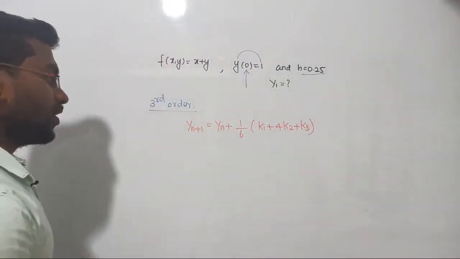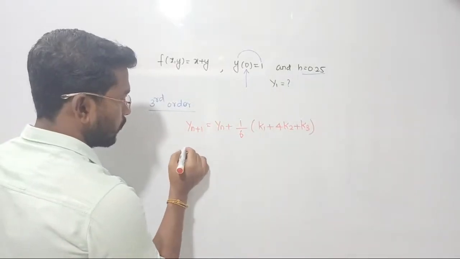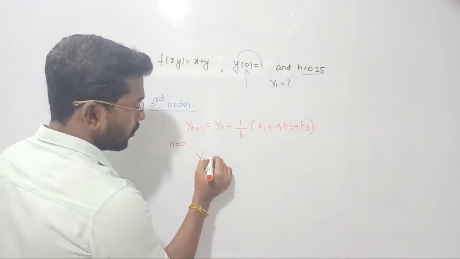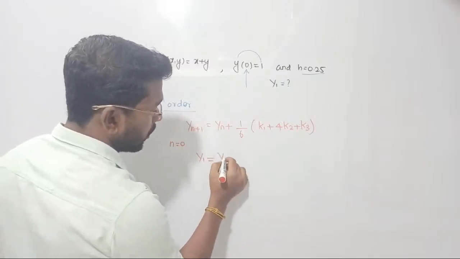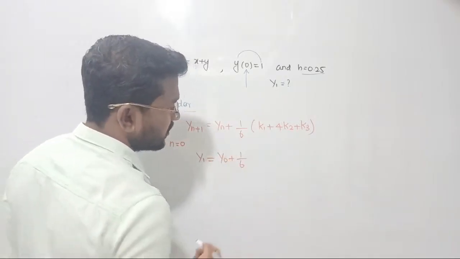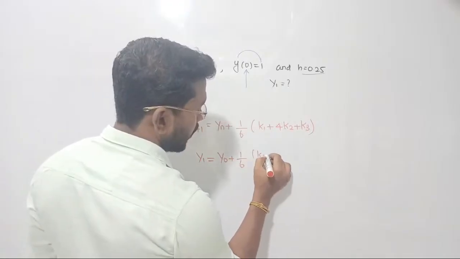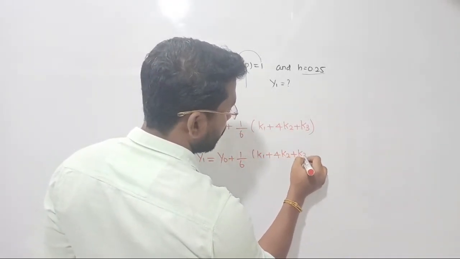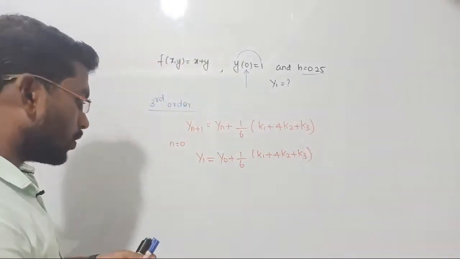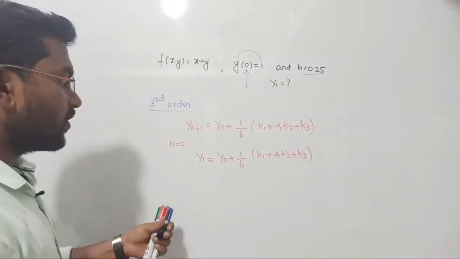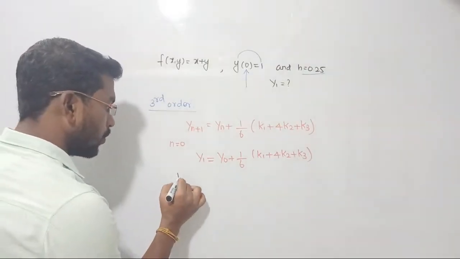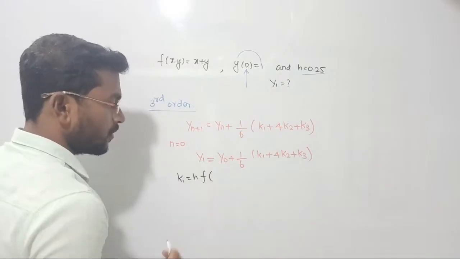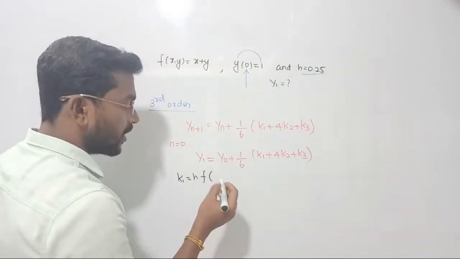Yeah. Now let's proceed further. We have to obtain the value of y1, such that I am replacing n equal to 0. So y1 is equal to y0 plus 1 upon 6 in bracket as usual. We have to find k1, k2 and k3. Yeah, it's over. Now what I have to do? Let's find the value of k1, k2, k3. How do I find the value of k1? That is h into f of, right? Already I wrote the formula.